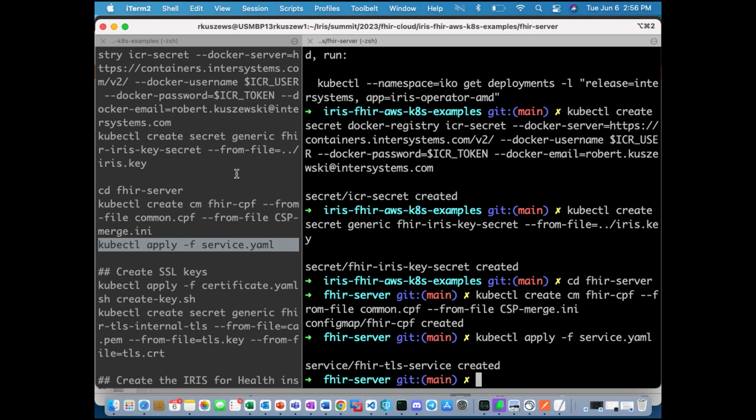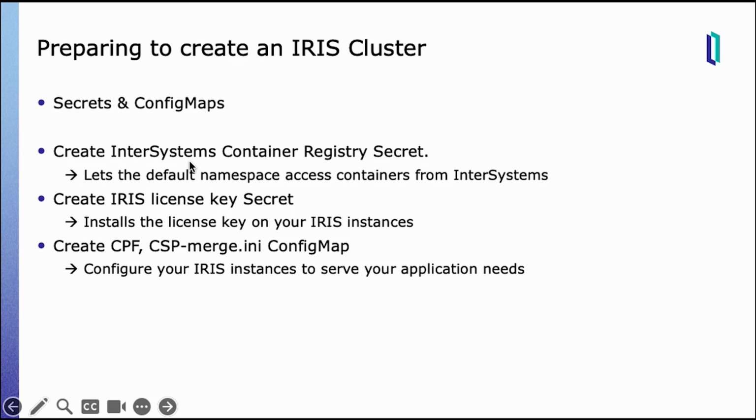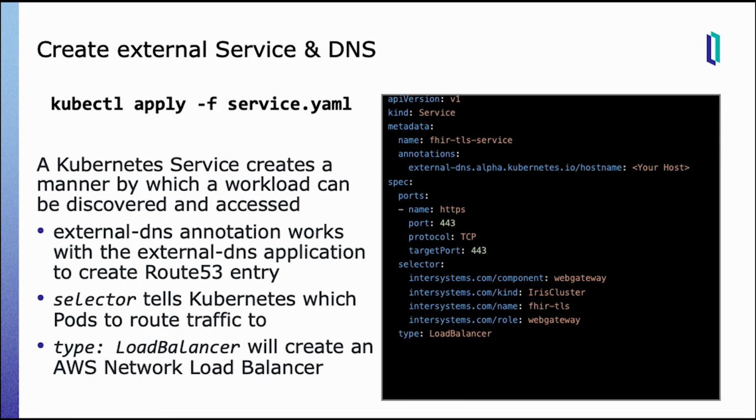All right. So next up, I just created the service. Creating this service, since it has this annotation on it, external DNS, it uses that external DNS application that we installed before, and it will create, based on what's in the service file, the host name. It'll create that DNS entry for you. And it'll take a few seconds to propagate through the network.